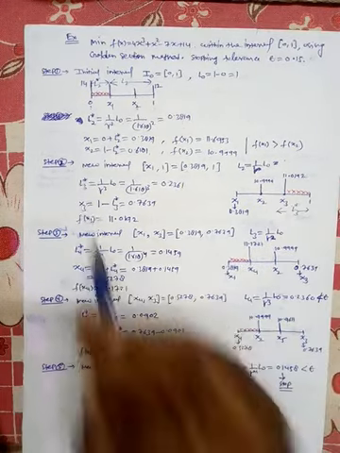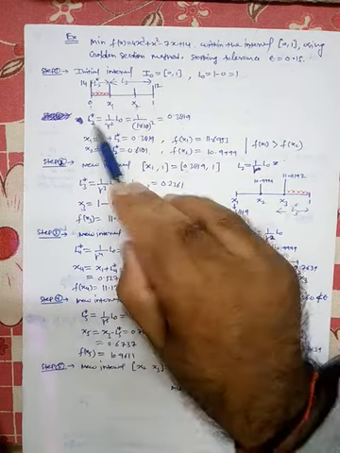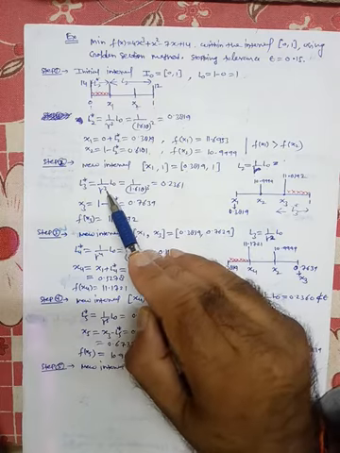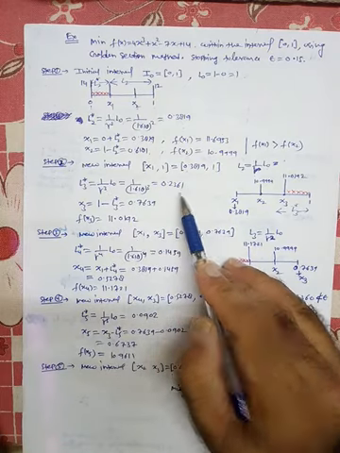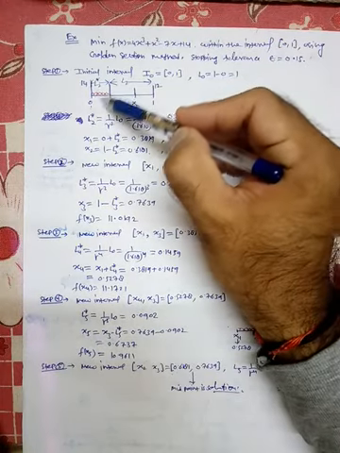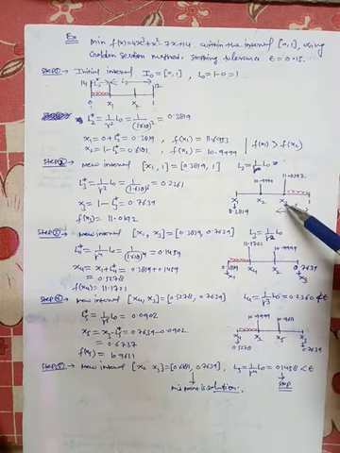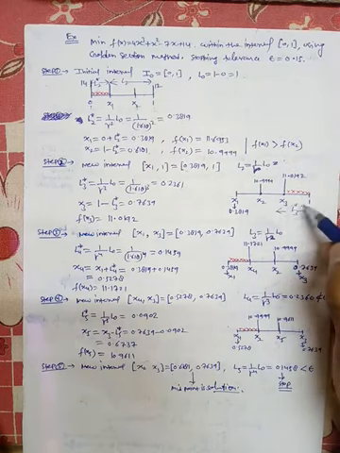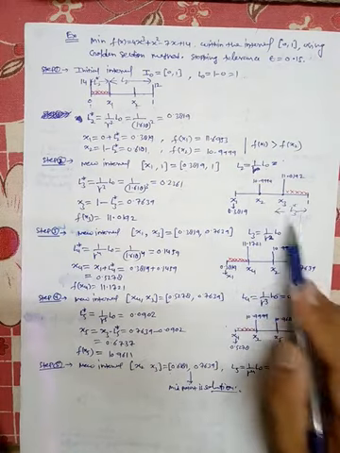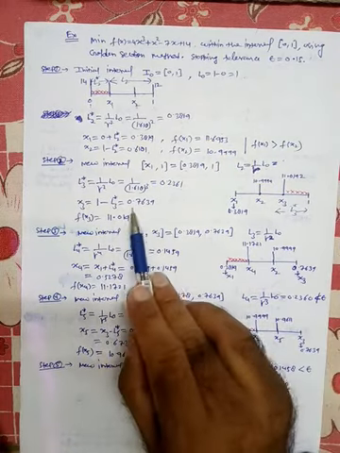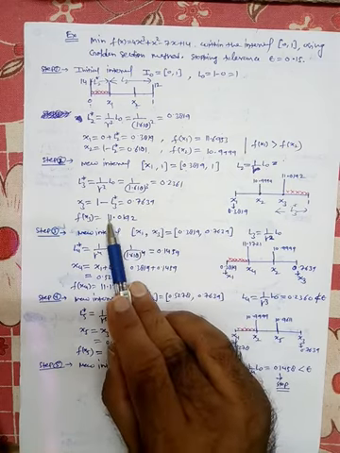Now find out L3 star. L3 star will be 1 by gamma cube L naught. Here it was square, here it is 3, so it becomes cube. So this will be 0.2361. Since we discarded the left hand side, where will x3 be inserted? On the right. So x3 is inserted here and this distance is L3 star. So x3 will be 1 minus L3 star, so 0.7639.